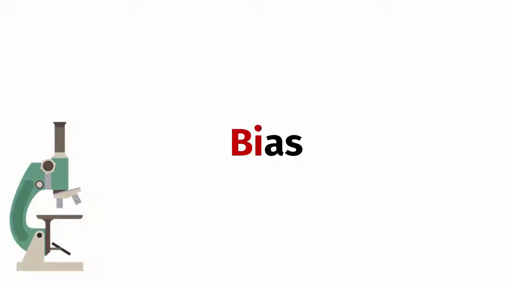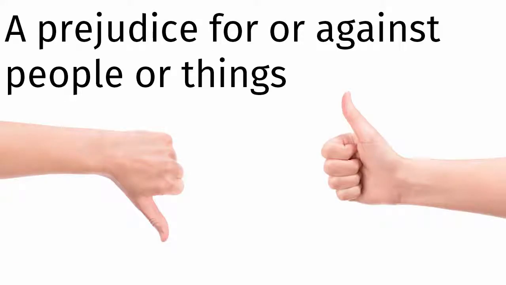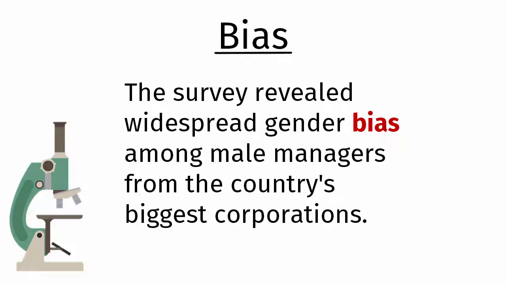Bias. Bias can be used as a noun or a verb. As a noun, it means a prejudice for or against people or things. Here's an example. The survey revealed widespread gender bias among male managers from the country's biggest corporations.